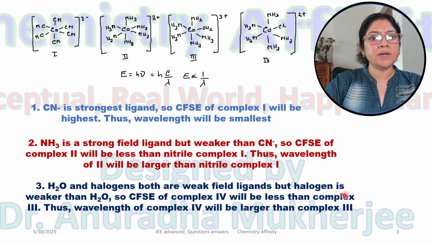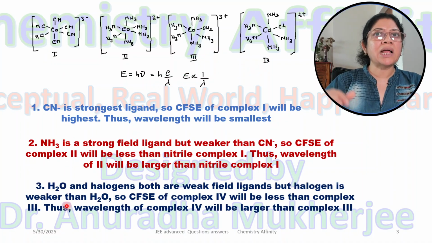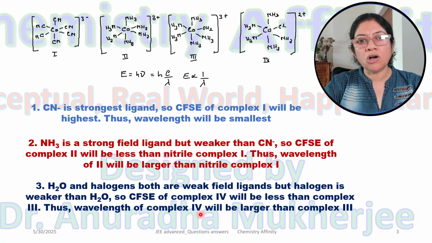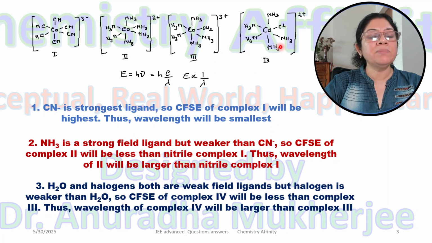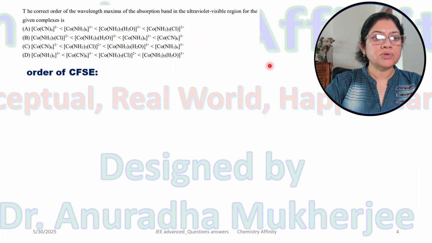Now if I compare complex 3 and complex 4, we know water and halogens are both weak field ligands, but halogen is weaker than water. So that means CFSE of complex 4 will be the least, or it will be less than complex 3. So definitely complex 4 will have the highest wavelength. Now let's check it.